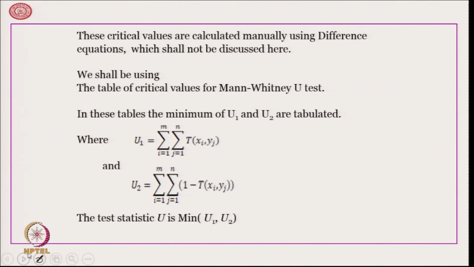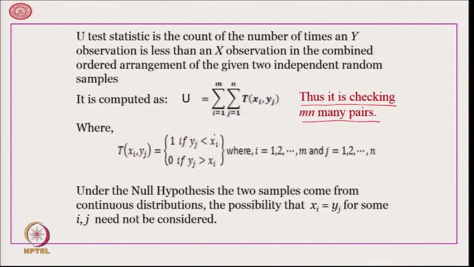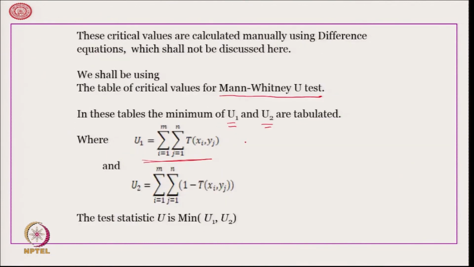These critical values are calculated manually using difference equations, which we are not going to discuss here, but let me tell you a practical way of using this. The table of critical values is available, called the Mann-Whitney test, but for practicality we actually compute two different statistics, let them be U1 and U2, where U1 is the one that we have already discussed, the sum of T(x_i, y_j), where T(x_i, y_j) is equal to 1 if y_j is less than x_i. Therefore, here we are checking how many y_j's are less than x_i's.